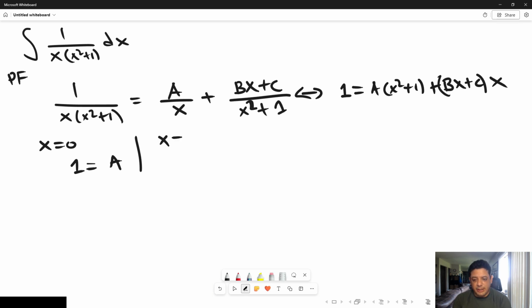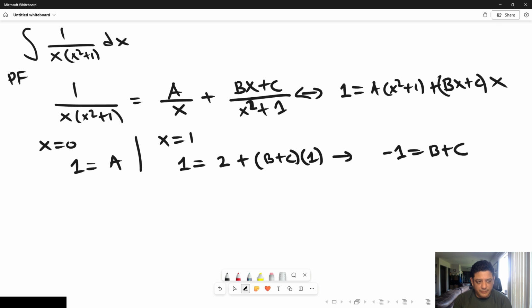Now let's try with x equals 1. So this is 1, and a is equal to 1 as well. So this is going to be 2 over here, plus b plus c times 1. So this is going to produce an equation. Notice that I'm going to move this 2 to the other side, and it's going to be minus 1 equals b plus c.